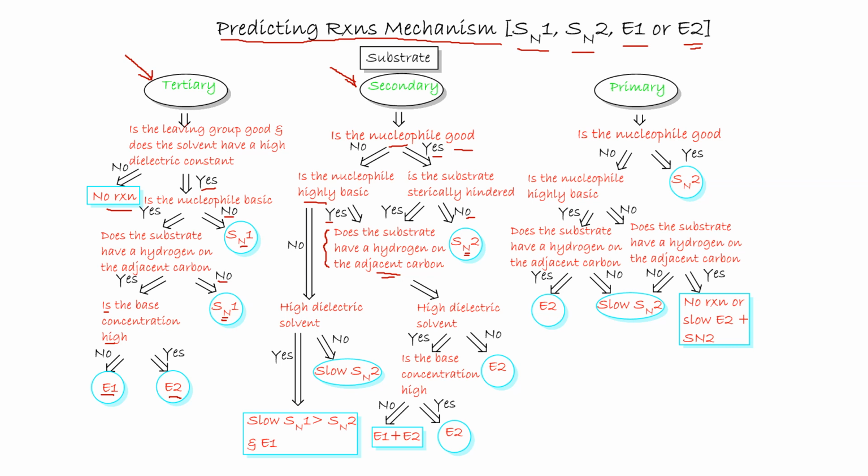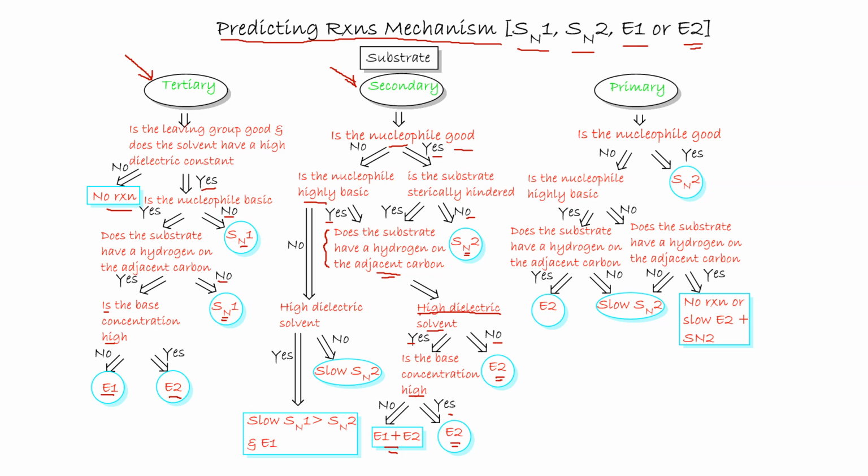Now, if the substrate indeed has the adjacent hydrogen, then you ask, high dielectric constant? If no, that's E2 mechanism. If it's yes, and the base concentration is high, yes, it is E2. No, it's a combination of E1 and E2.